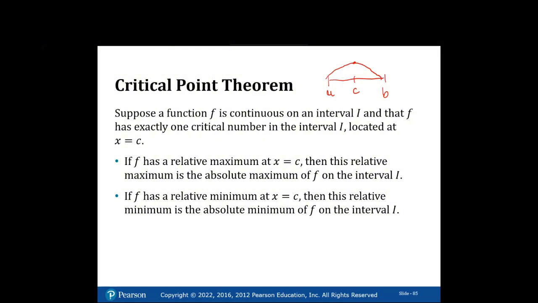So again, if we have a, b, some interval, there's my c. If that is a local min, and it is the only critical number on the interval, it has to be the absolute min because it's the only one there. I know, there's a theorem about it, kind of intuitive, but that's the theorem. So if it's the only one, it has to be the absolute.